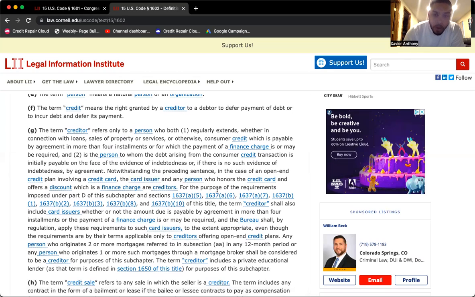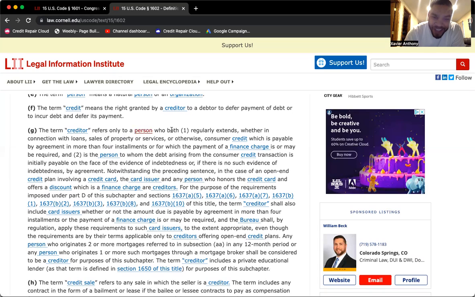Organization is the person. For the purpose of the requirements imposed under Part D of this subchapter and Section 1637, and so on, we aren't going to go to those, of this title, the term creditor should also include card issuers, whether or not the amount due is payable by agreement in more than 4 installments, or the payment of a finance charge is or may be required. And the Bureau shall, by regulation, apply these requirements to such card issuers to the extent appropriate, even though the requirements are by their terms applicable only to creditors often offering open-end credit plans.